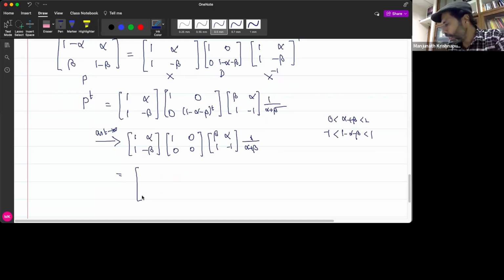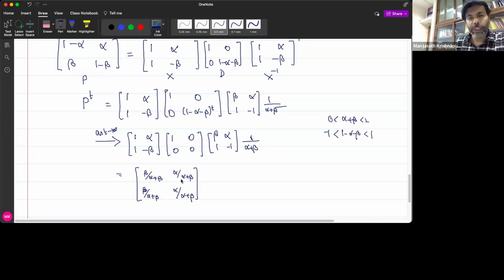When you do it, you will get the answer. What happens when I get this? I get 1, 1. So this turns out to be beta over alpha plus beta, alpha over alpha plus beta, and then the same row will come again: beta over alpha plus beta, alpha over alpha plus beta. I have maybe skipped a couple of small algebra steps, which you can do yourself later.